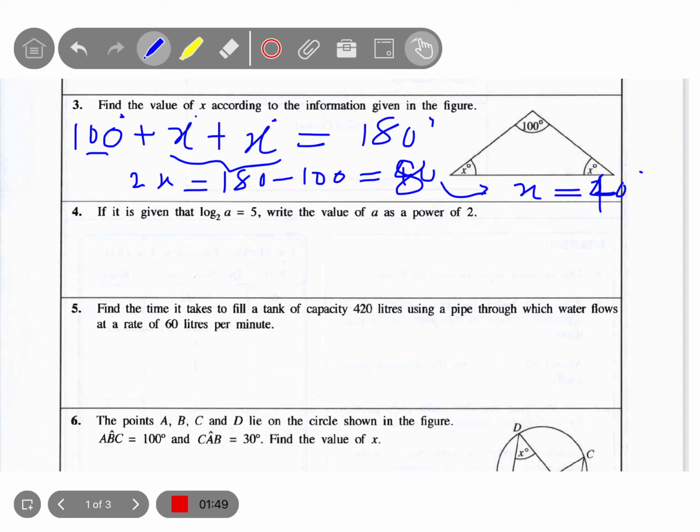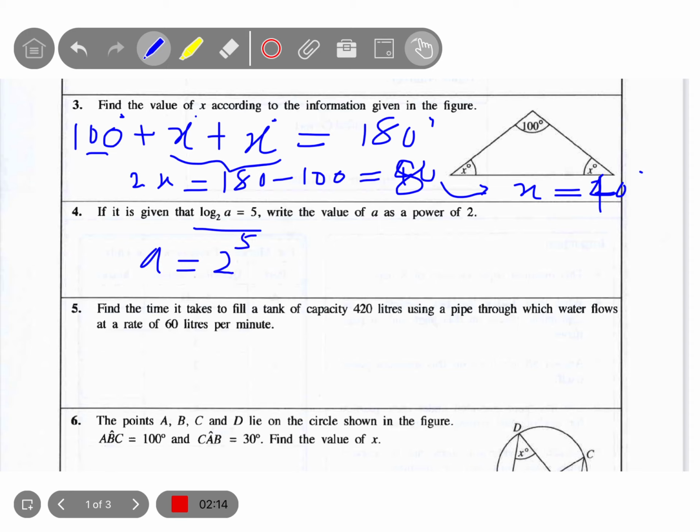So let's move on to question number 4. If it is given that log base 2 of the number a is equal to 5, that's how you pronounce or read it. Write the value of a as a power of 2. So basically, if you have this type of logarithm, you can write a as 2 to the power of 5. So this is logarithm.